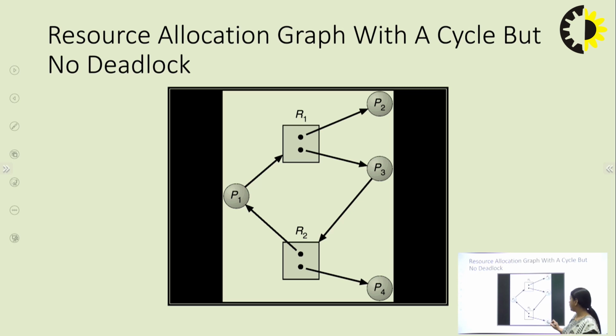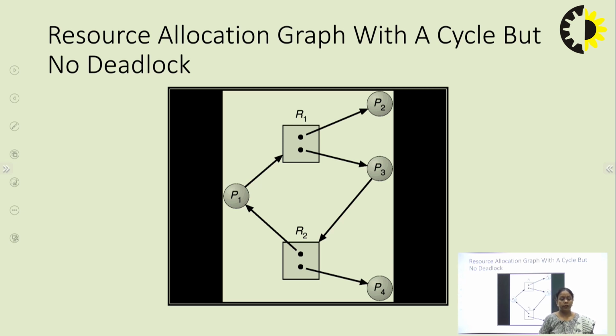because we have the process P4, which needs only one resource, R2. If it gets this R2 resource, then it will complete its process and release R2. And when P4 releases R2, then P3 will get R2. Then this cycle will break, because now the arrow will be from this side to this side. So when P4 completes its execution, it releases the resources and the cycle breaks. That's why this is not a case of deadlock.